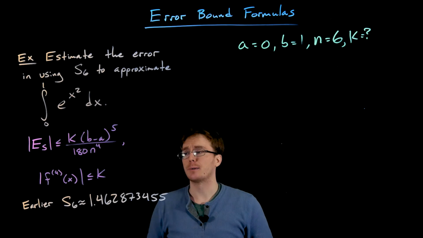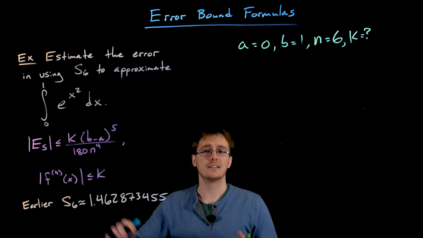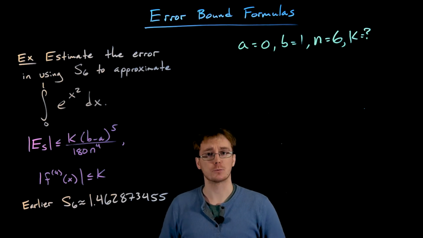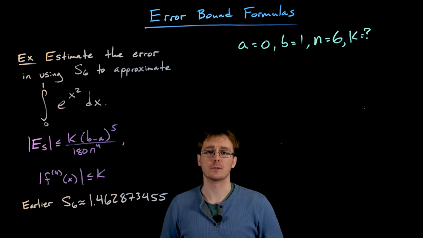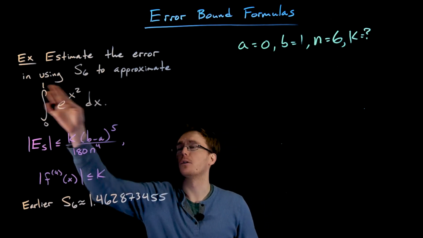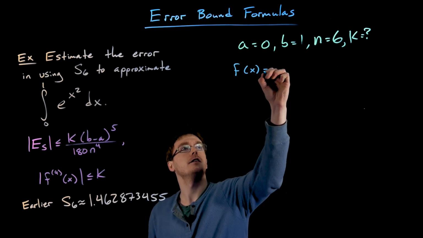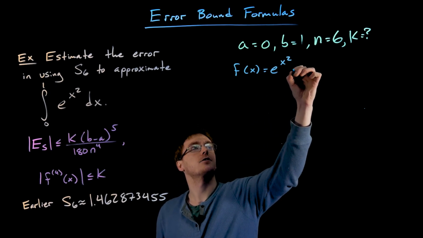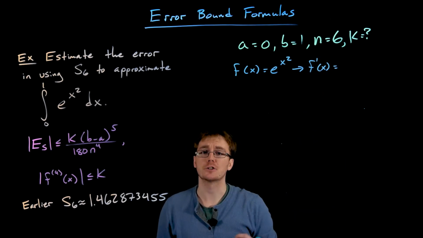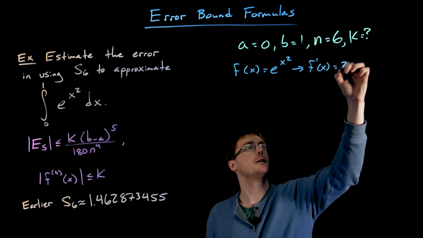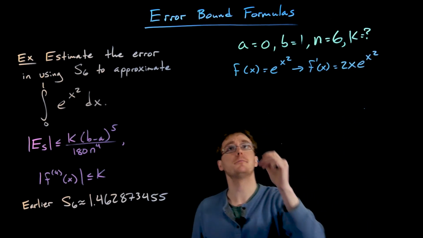And the way we do that is by going through that process of finding the fourth derivative of our function, considering the absolute value of that fourth derivative, and then finding the maximum of that absolute value of the fourth derivative on our interval of interest. Well, we know our starting function f of x is e to the x squared. Using our chain rule, we can find the first derivative of this function pretty quickly. It should end up being 2x times e to the power of x squared.